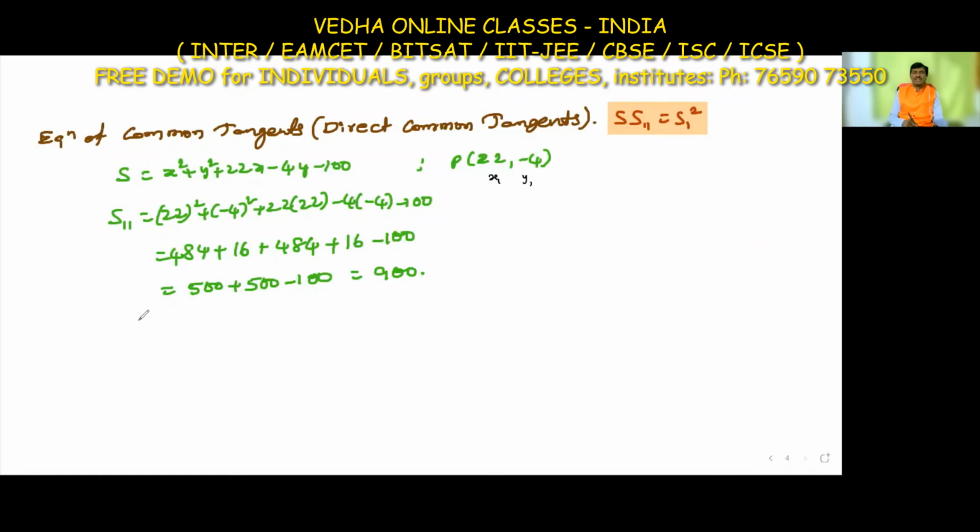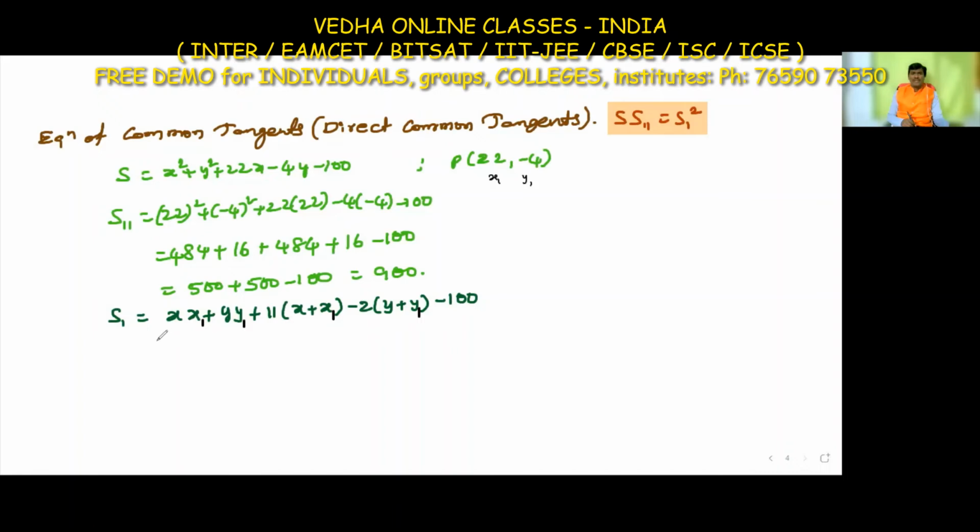Now we want the S1 value. What is S1 here? I am writing x square as x into x, and y square as y into y. 22x we can write as 11 into 2x, and 2x is x plus x. Minus 4y I am writing as minus 2 into 2y, and 2y is y plus y. And minus 100 is the constant c. So now x into x1, y into y1, 11 into x plus x1, and minus 2 into y plus y1, and minus 100.